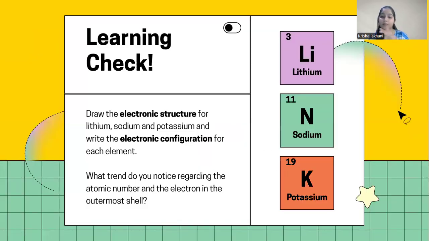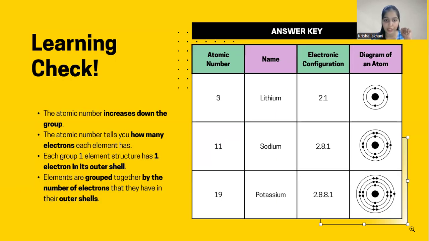So this is the whole electronic configuration that you have to do. Atomic number will always increase down the group. Can you see this lithium, sodium, potassium? There is a colour that is coming behind it. Means they belong to one group only. Can you see here?